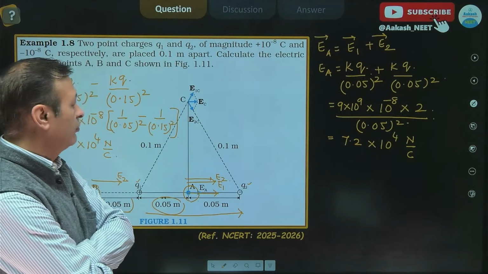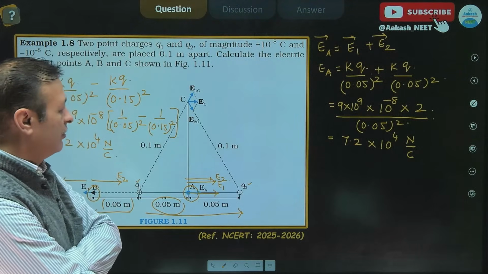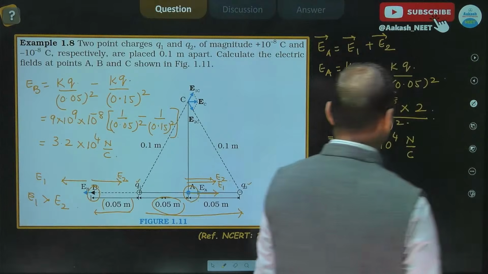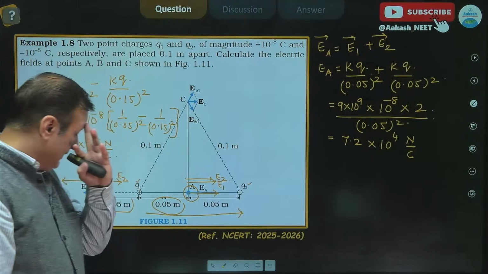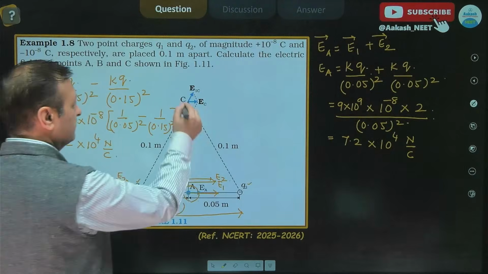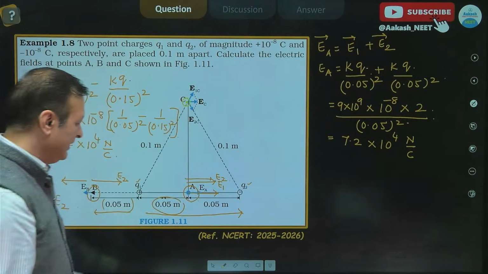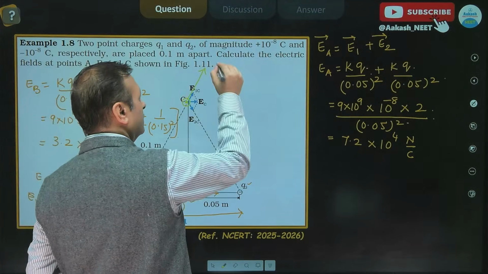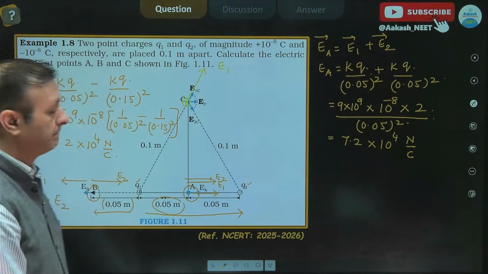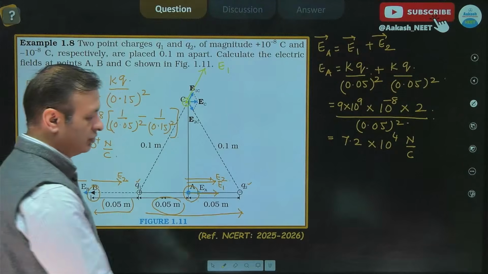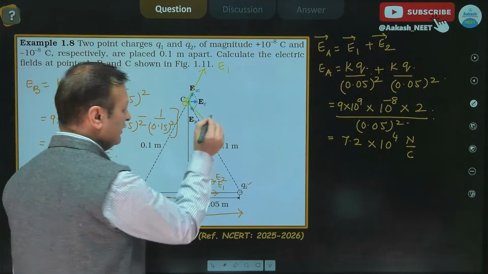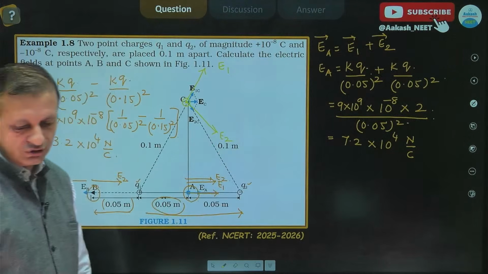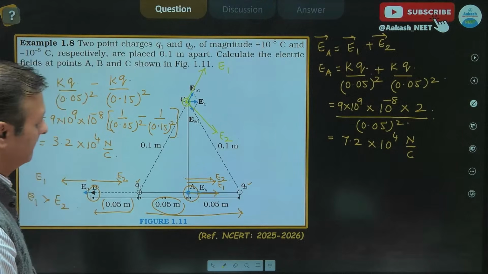Now we have to find out the electric field at point C. So let me work with some different shades so that you can differentiate it. Now when you look at point C, the electric field due to positive Q1 would be radially outward. Got it? The electric field due to negative Q2 would be radially inward, and this is E2. You got it or not? Fine.